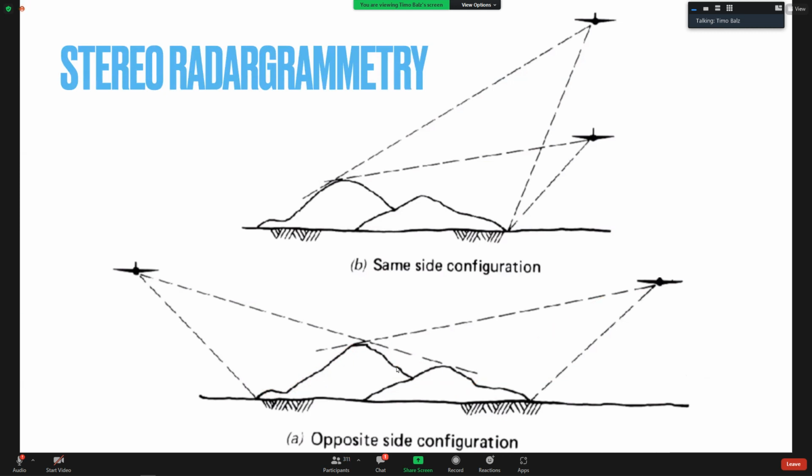So it's the much more uncommon approach because it's very, very difficult and sometimes impossible to find the identical points in both images from the opposite side configuration. So the same side configuration is the normal case. However, theoretically, the opposite side configuration would give you better results. It's a better geometry, but it's so much more difficult to find the same identical homologous points that it's typically not even working.